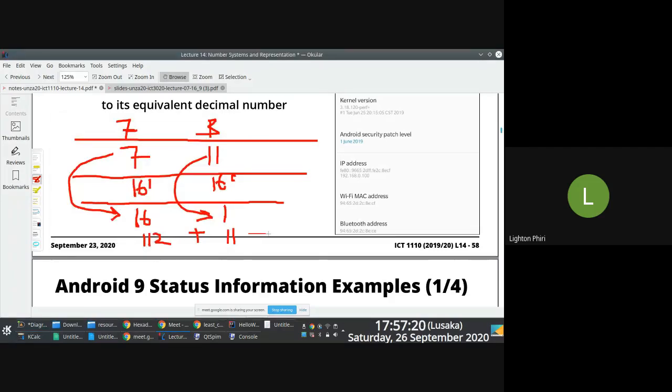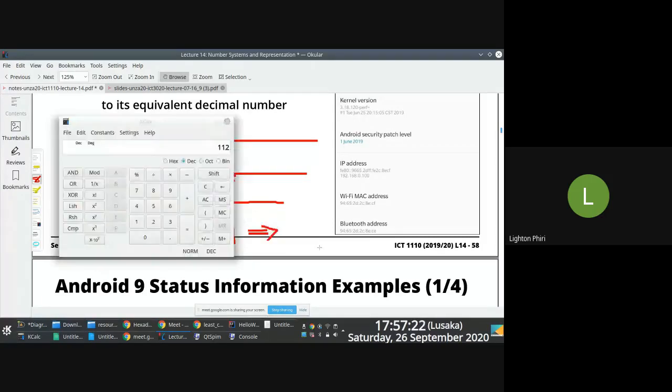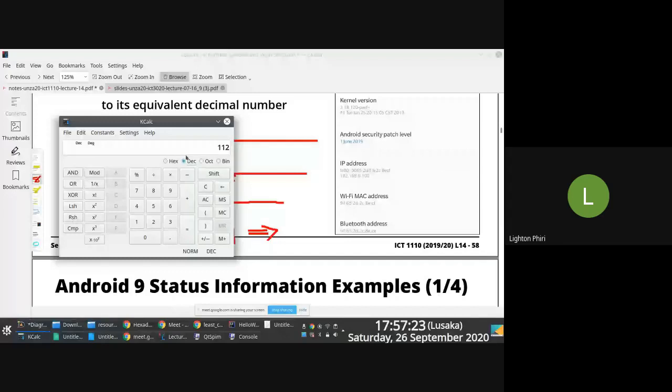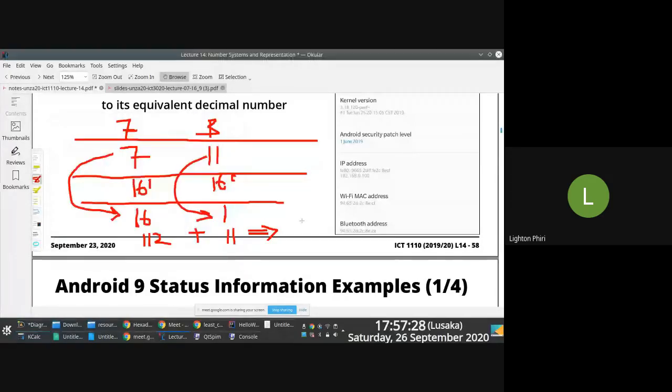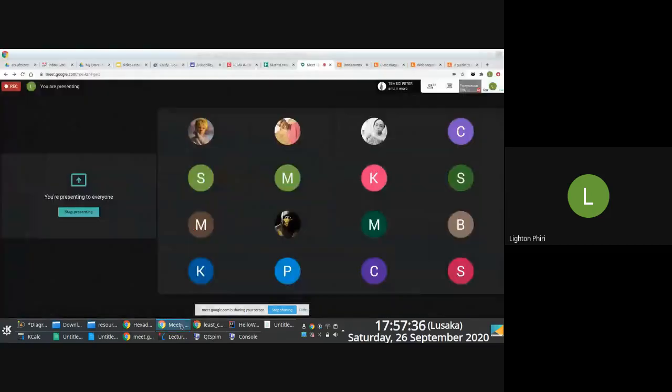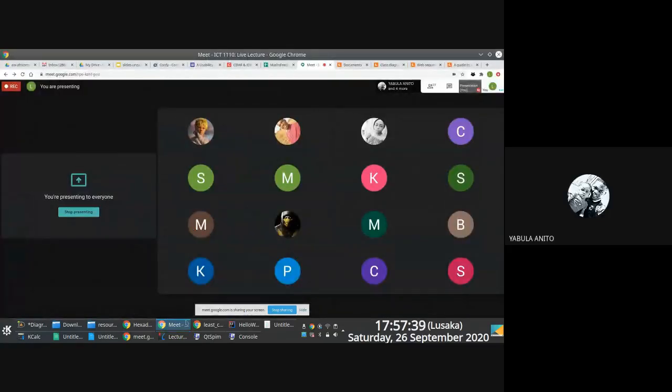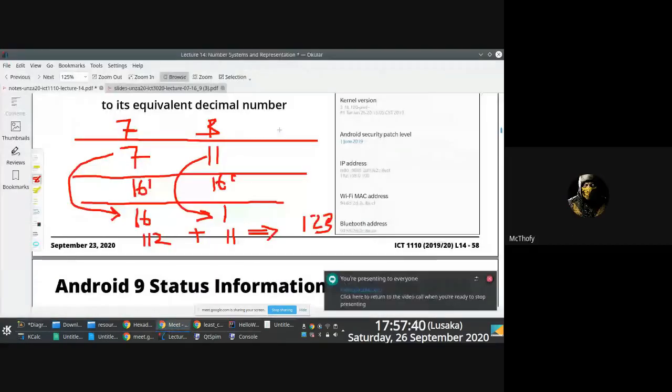You understand this? Is this making sense now? This is going to be 123. I want us to check here. 112 plus 11, right? So you get back your 123. Is this making sense? Are you still there? Yes, sir, we're here. Yeah, it's making sense.